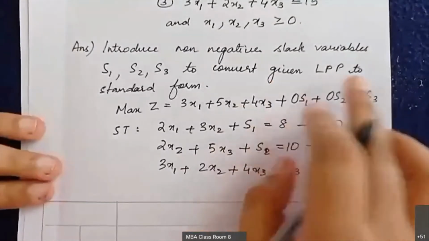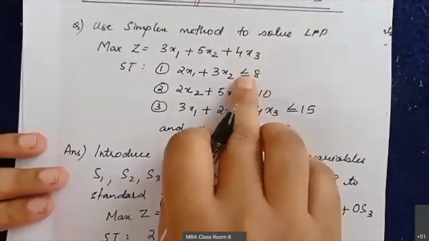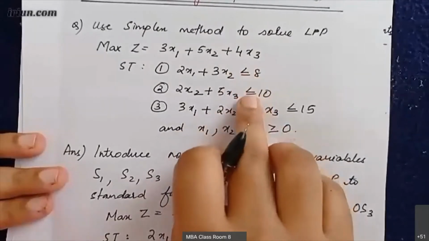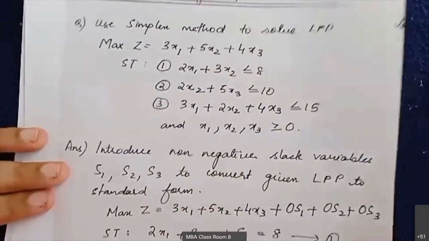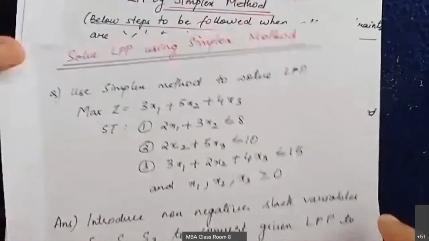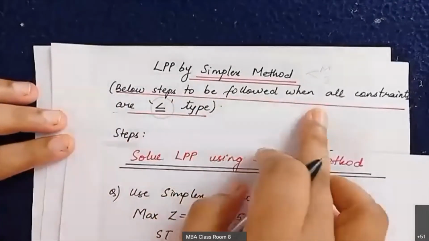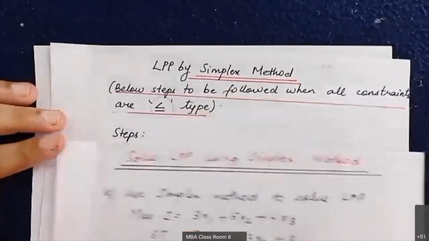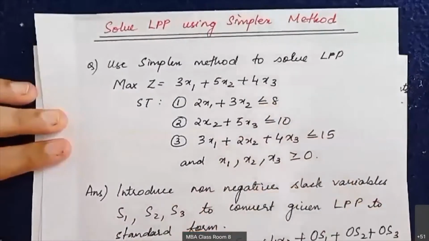LPP model. So for solving the simplex problem, if we have the less than or equal to, we have to introduce slack variables. Only then we can convert it into equations. One more thing to remember is, initially we told in the steps, the below steps are to be followed when all constraints are less than or equal to type. In our problem, all the constraints are less than or equal to type. That is why we are following the below steps.